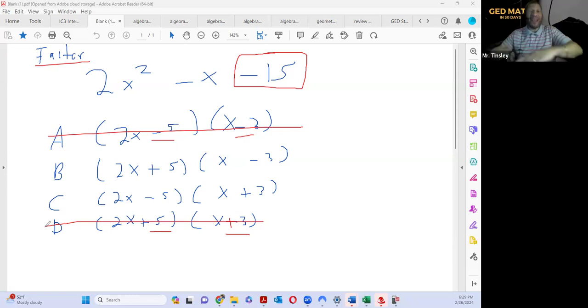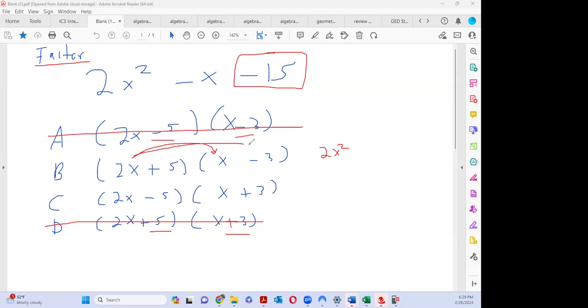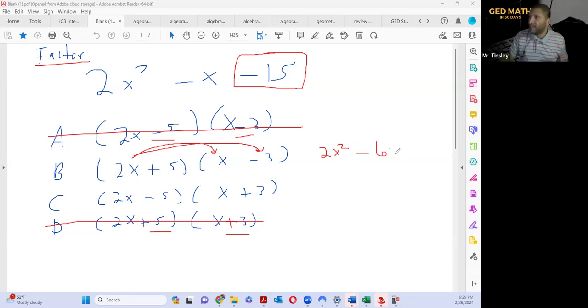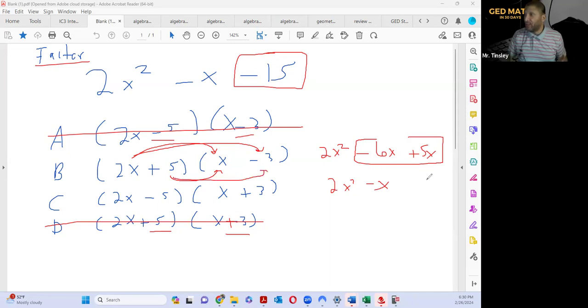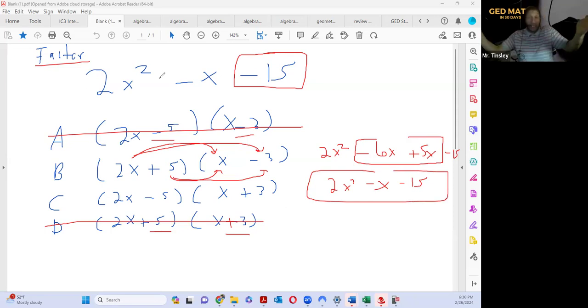We just eliminated it. So if I didn't know how to do this problem at all, what did I just do? I just improved my chances to get this right to 50%. But now if you know how to multiply binomials, 2x times x is 2x squared. 2x times minus 3 is minus 6x. 5 times x is positive 5x. Well, right there, you should see that's going to be minus x. Negative, yep. 2x squared minus x. We already know 5 times minus 3 is minus 15. We are done. In 15 to 30 seconds, we just factored that quadratic equation.